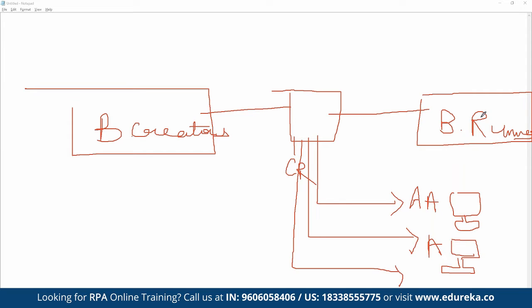But again, if we summarize all three components together, once a developer creates a task bot and updates it in the control room, the control room can schedule and execute these bots on the bot runners one by one.